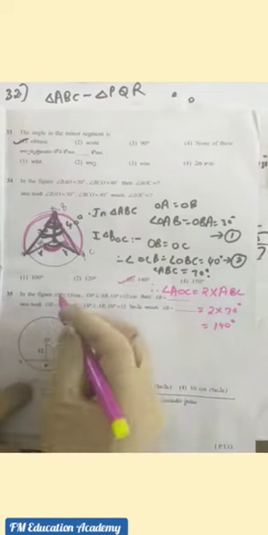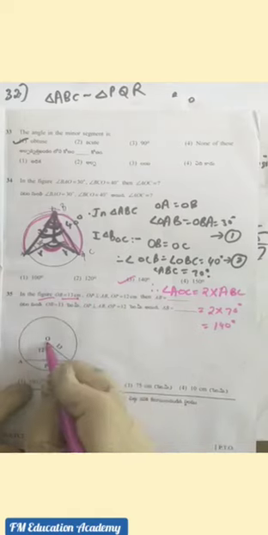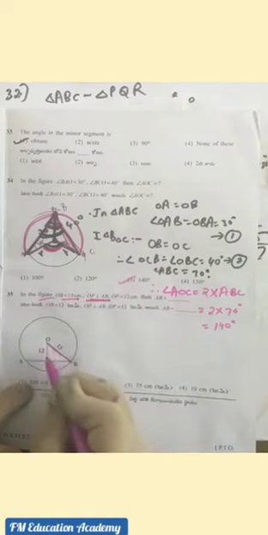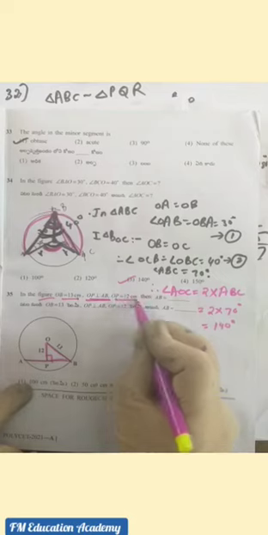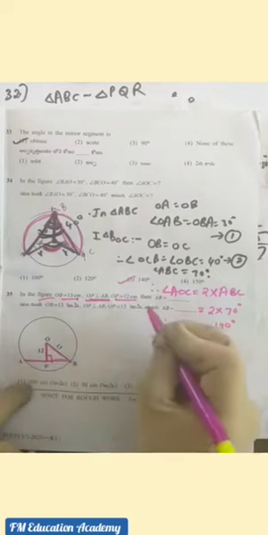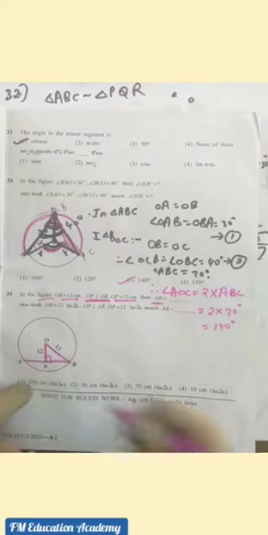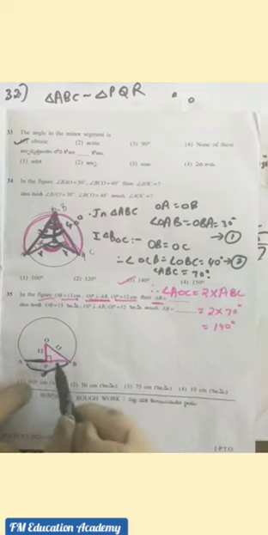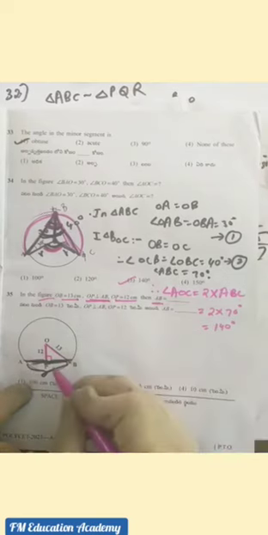35th question. In the figure, OB is equal to 13 centimeter. OB is given as 13 centimeter and it is telling OP is perpendicular to AB. And it is also telling us OP is equal to 12 centimeter. Then it is asking us what is AB. What is AB consist of? AB consists of AP and PB. So if we find out PB and if we find out AP, we can easily find out AB. We can easily find out PB.